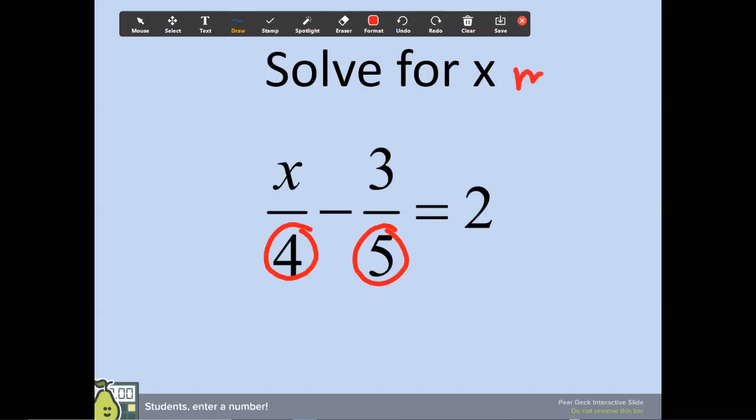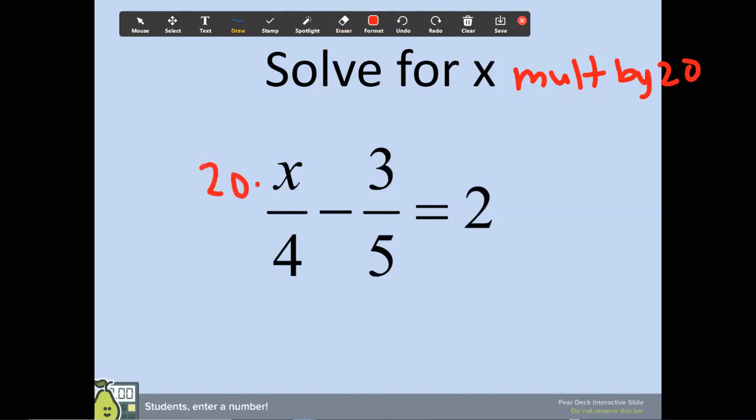I am going to multiply everything by 20 to get rid of that 4 and the 5. So let me just get rid of these for a sec. Okay, so I'm going to go 20 times this, 20 times this, and 20 times this. Now, hopefully my 4 and my 5 will cancel out.